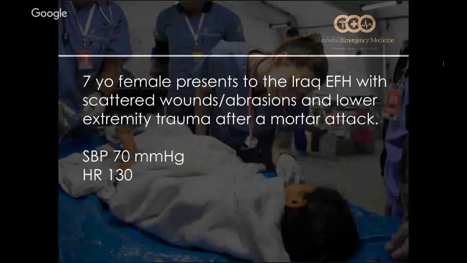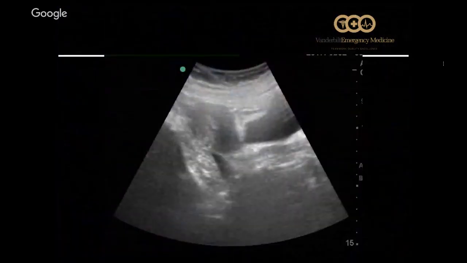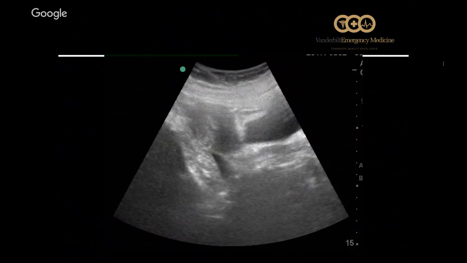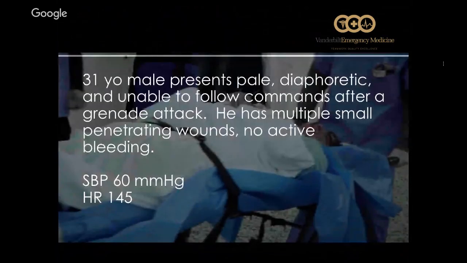So if we remember, we had a 7-year-old that was struck by mortar fire. She's hypotensive and tachycardic. Next slide. So do our ultrasound and we identify free fluid in the pelvis. And in a 7-year-old female, we wouldn't expect to see any free fluid in the pelvis. So we've got a positive FAST exam and she's hypotensive. So this needs to be addressed right away. We use the FAST exam quite a bit at the EFH. And especially when you're talking about penetrating trauma, small amounts of fluid are much more significant.